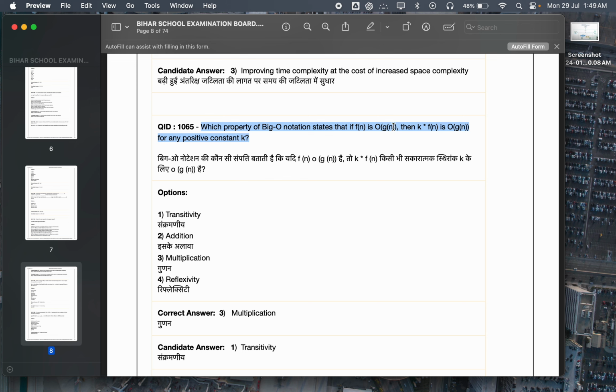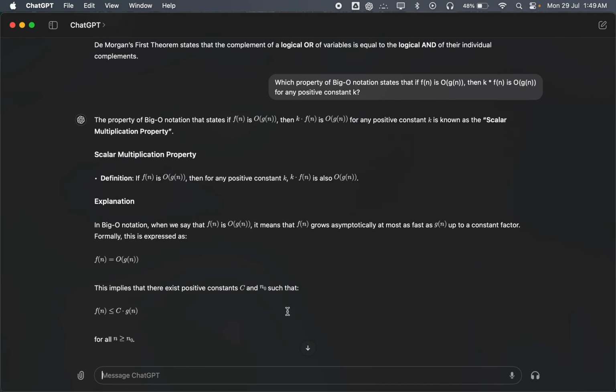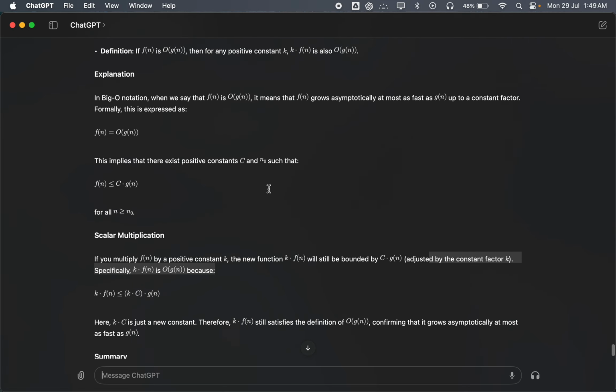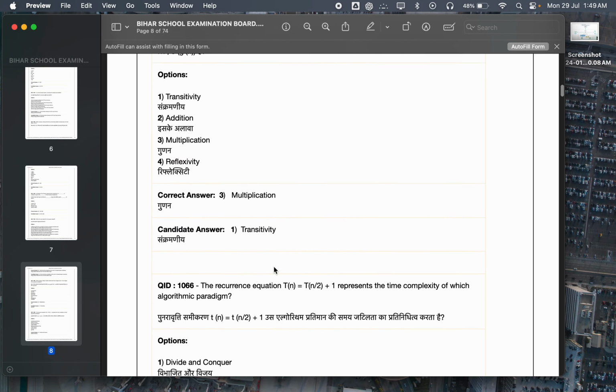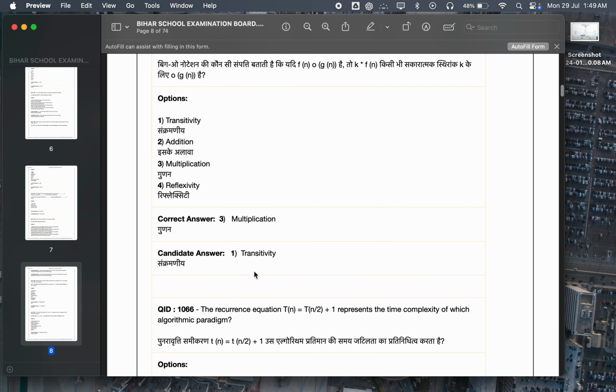Good. Let me read again. If f(n) is big O of g(n), then k times f(n) is again big O of g(n) for any positive constant k. Okay, so the constant is k. So the answer is multiplication. I think we will just have to learn it.